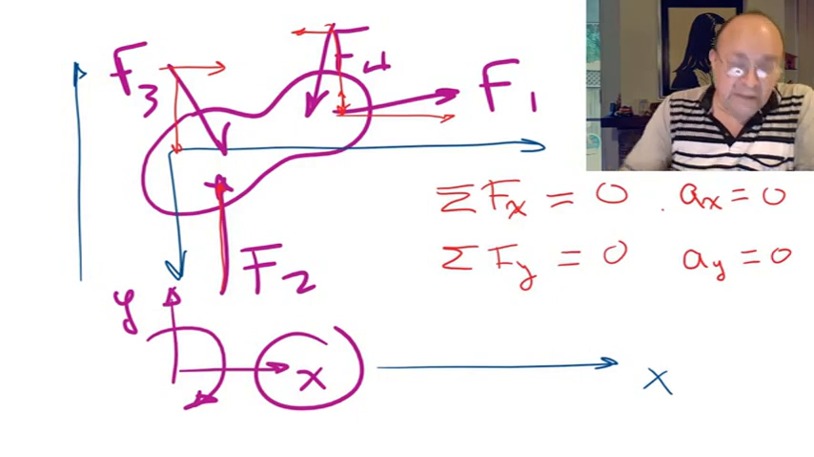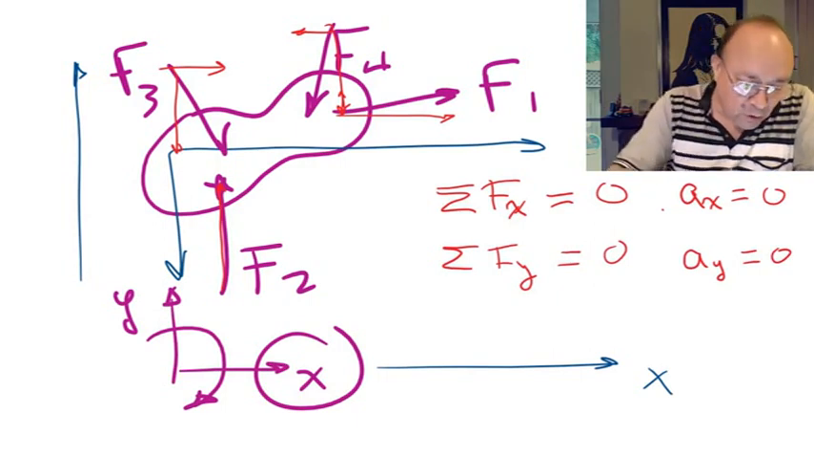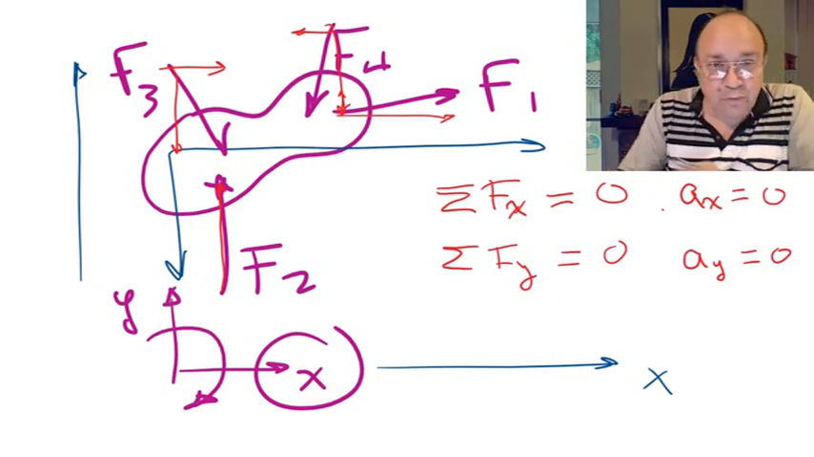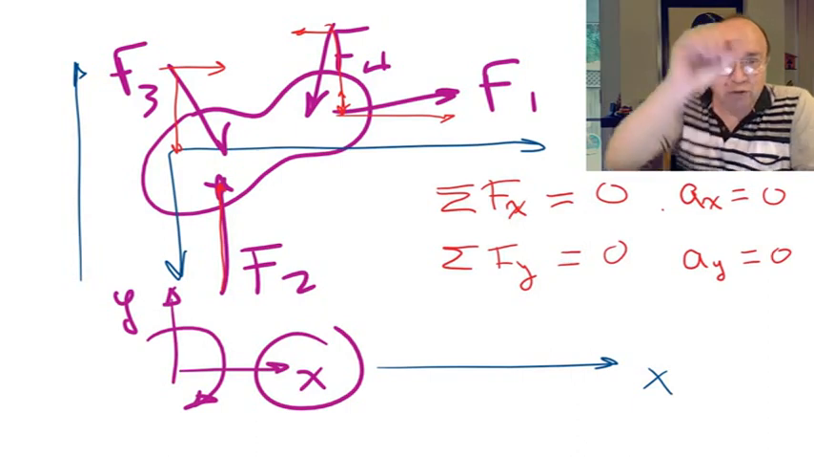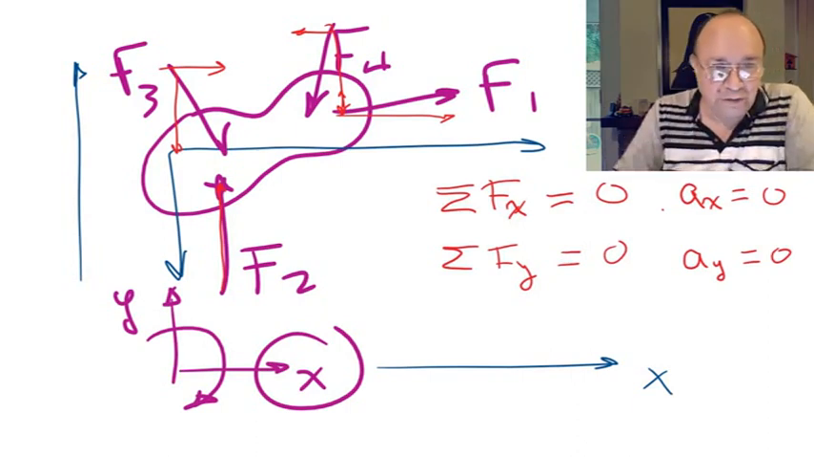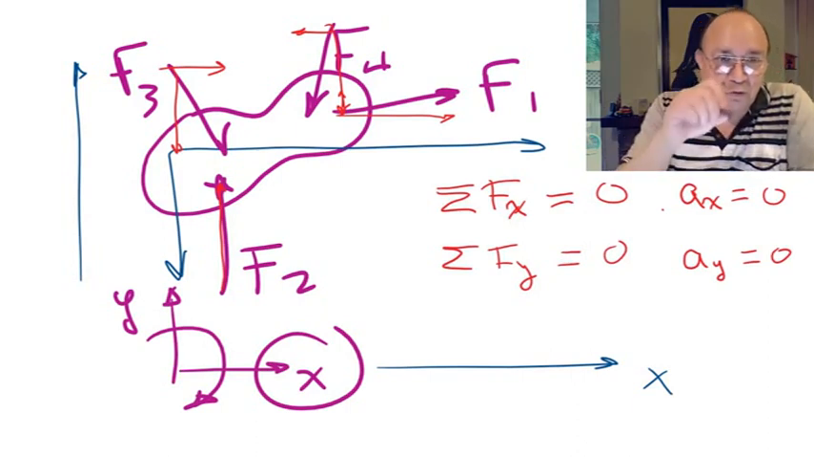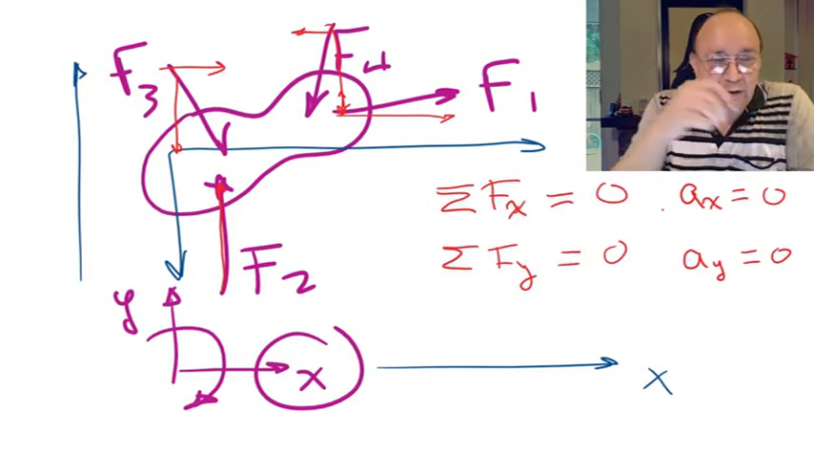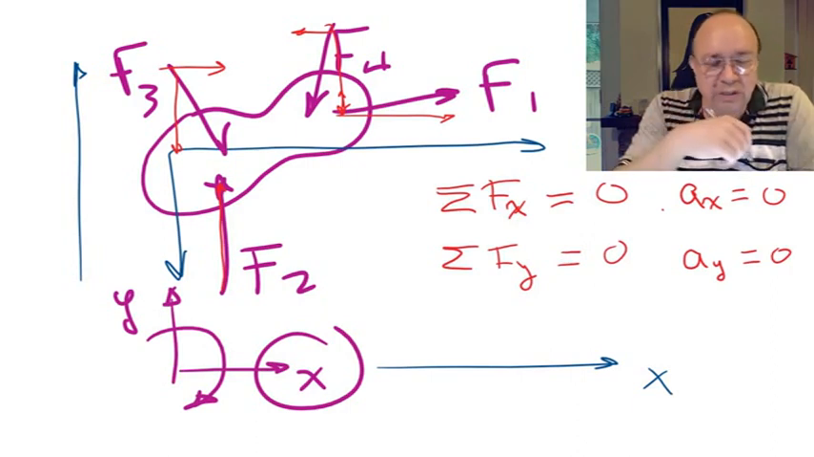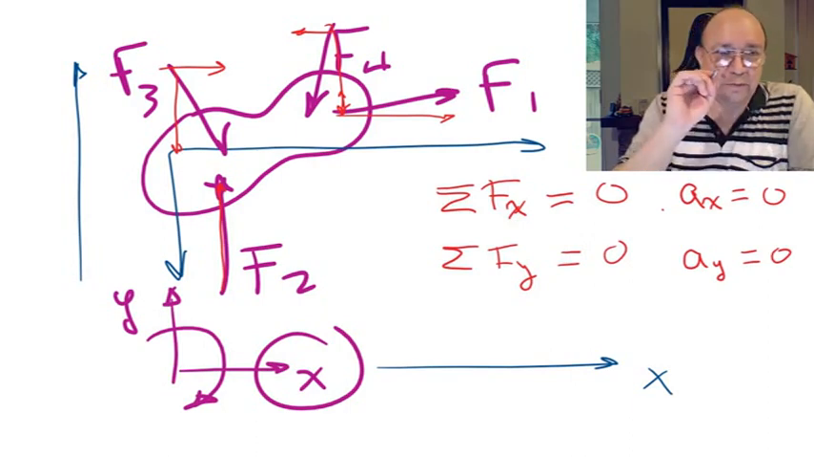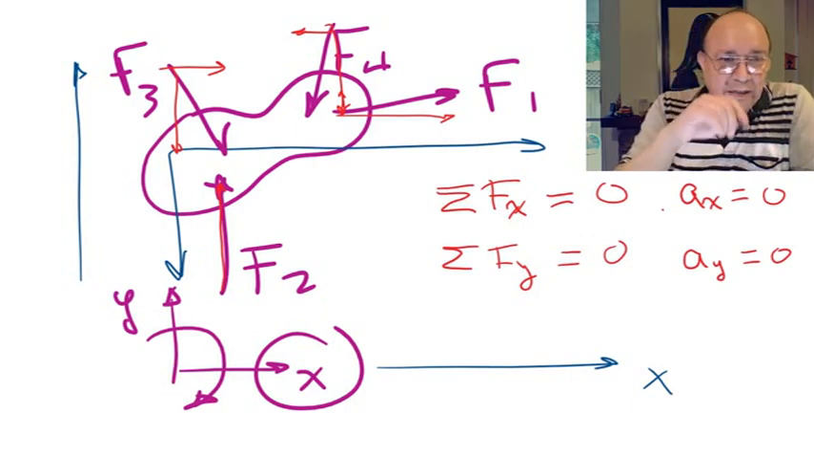And then if we take the summation of moments of all the forces around any point, it doesn't matter what point, because remember that the moments are free vectors, you can put them anywhere. Once you have the summation of moments with respect to one point and you have equilibrium that doesn't produce rotation, that equilibrium has to be good about any point. If the body doesn't rotate about a given point, it doesn't rotate about any point.